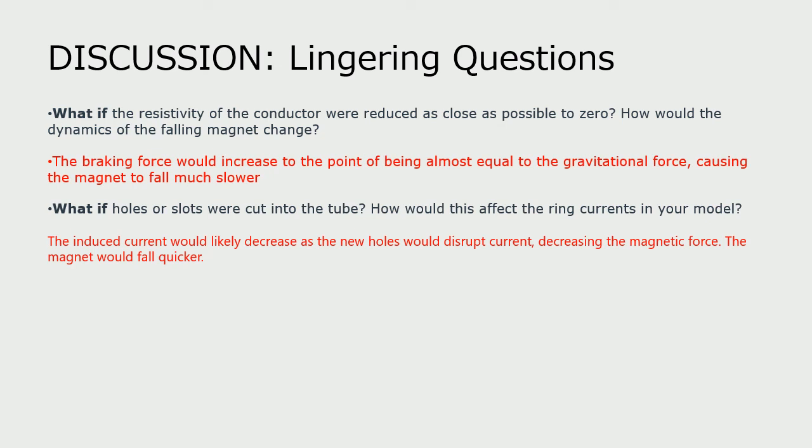What if holes or slots were cut into the tube? How would this affect the ring currents in your model? Well, the induced current would likely decrease as the new holes would disrupt the current, decreasing the magnetic force. The magnet would fall quicker as a result.